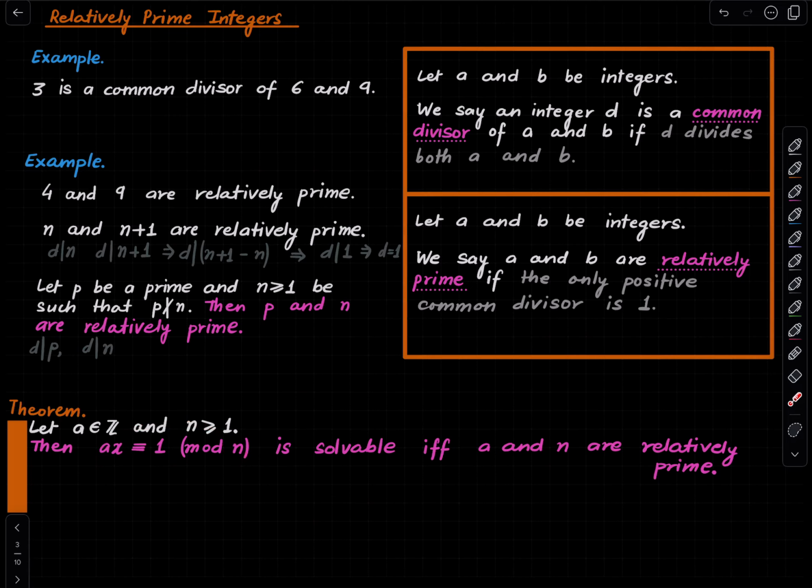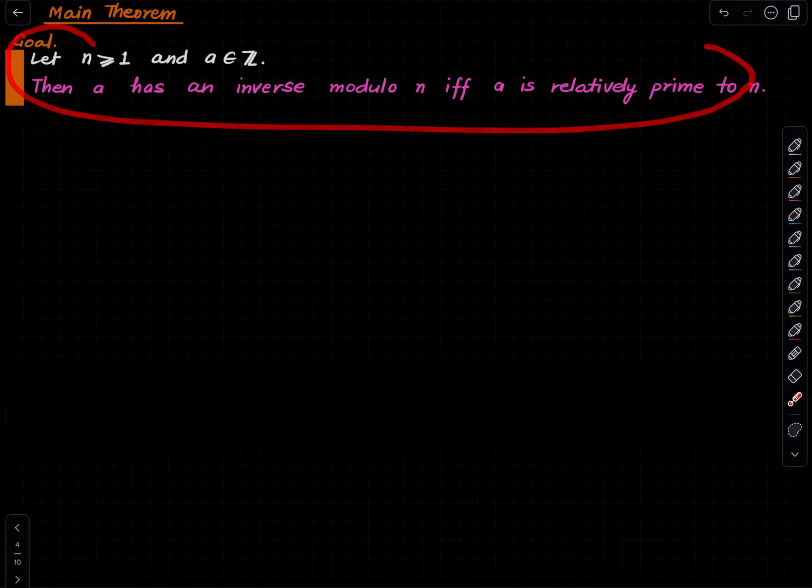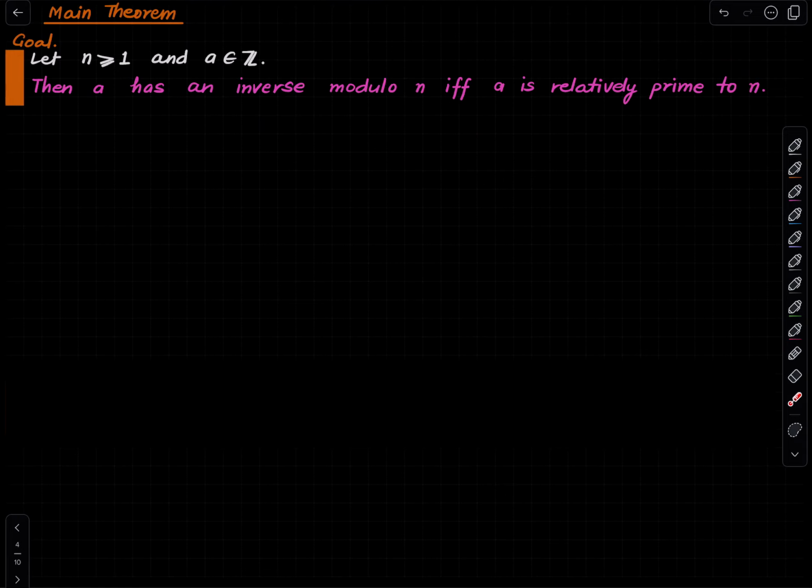Okay, so this is a full characterization of the existence of inverses. This is what we just stated in the previous slide. This is our goal. Let me talk about this a little bit. We will prove it, but let me at least give the proof in one direction.